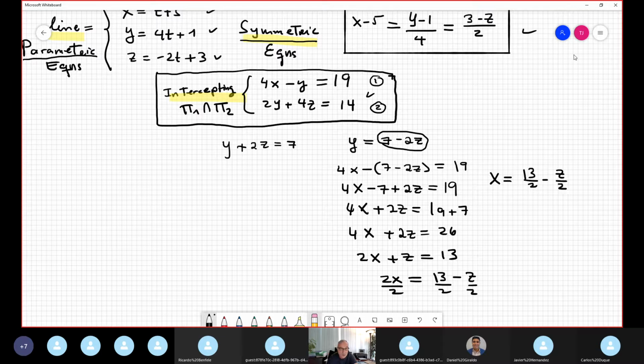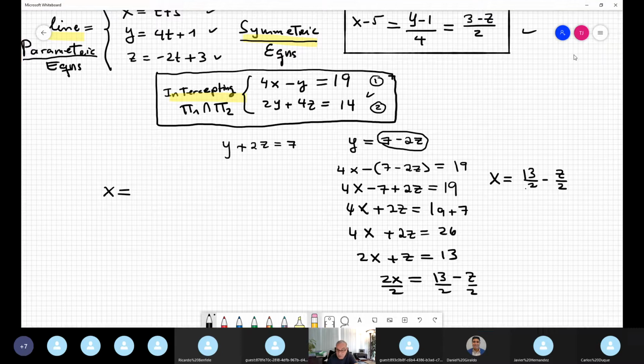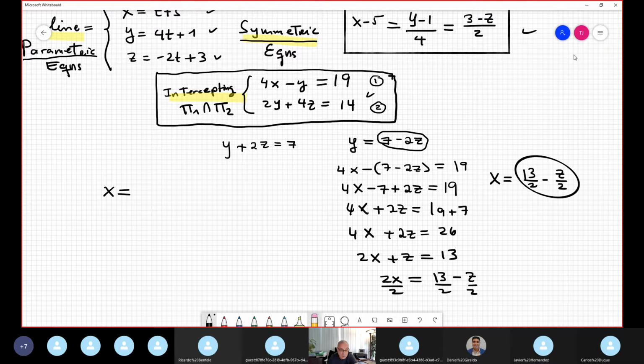Okay, so now I want to declare a new parametric equation. O sea, x, who is x? Bueno, x is this expression, 13 over 2 minus c over 2. Who is y? Well, y is this expression, 7 minus 2c. And c is c.